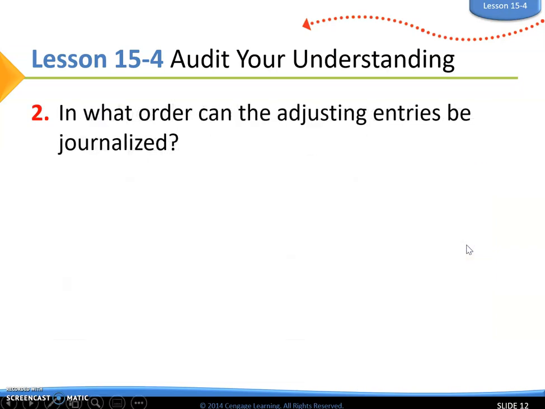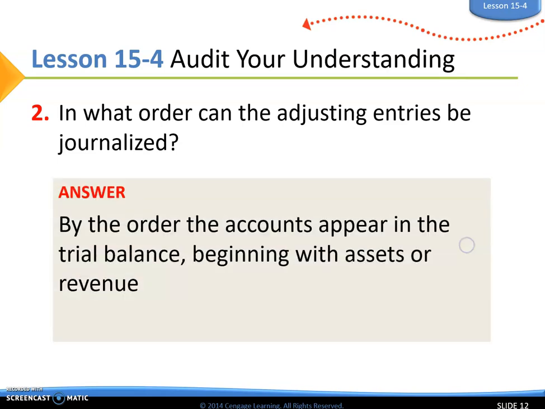Number two, in what order can the adjusting entries be journalized? We're going to do this by the order that the accounts appear in the trial balance. So we're going to begin with our assets or revenue and then just make our way down.